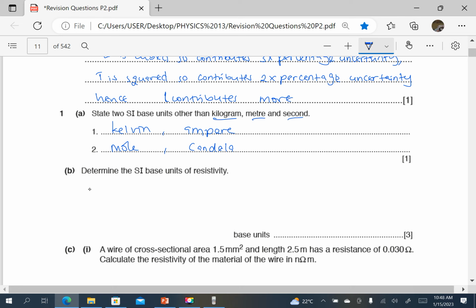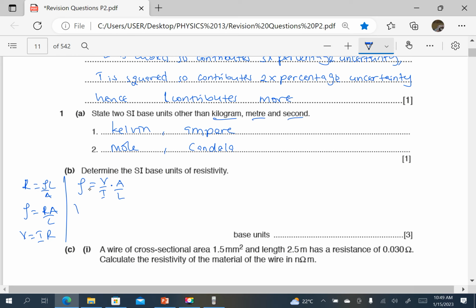Resistivity from electricity: you know resistance is equal to rho L over A, or that resistivity is equal to R A over L. We also know that V is equal to I times R, so R is going to be V over I. So resistivity is going to be V over I times A divided by L. That is VA over IL.